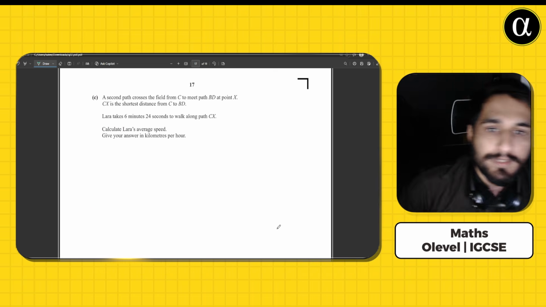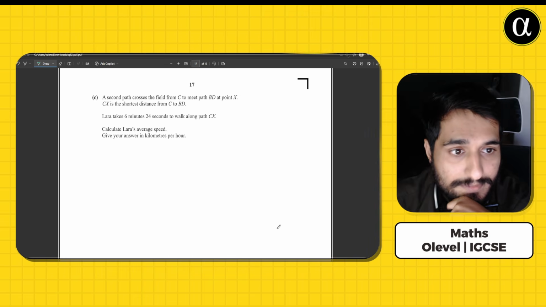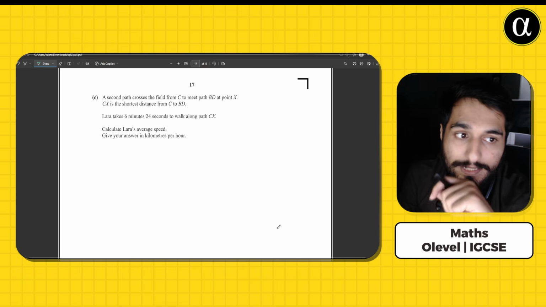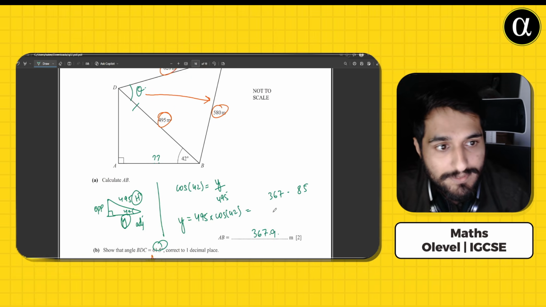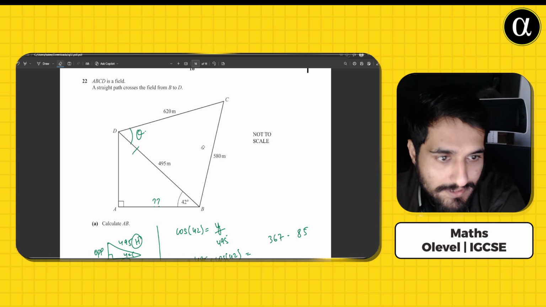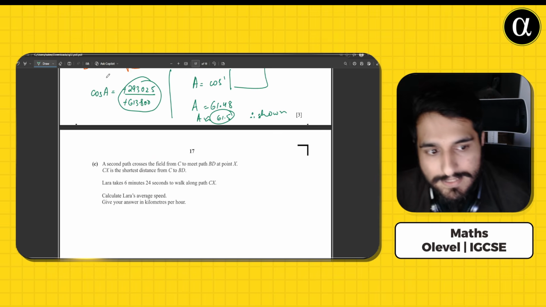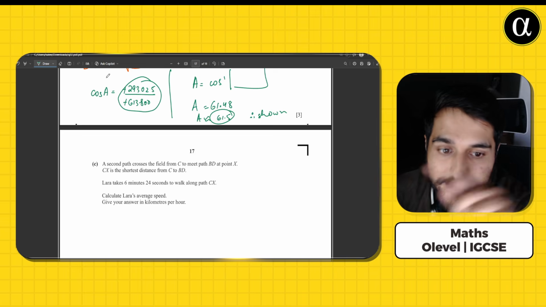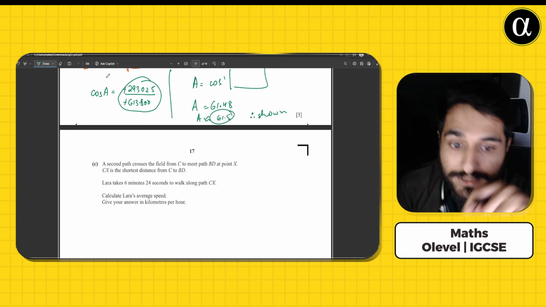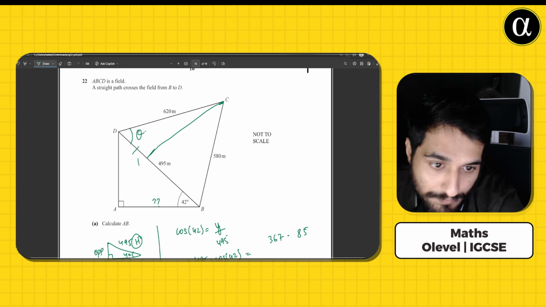Let's move on. Now, part C says a second path crosses the field from C to meet path BD at point X. So it crosses from C. Now let me erase all of this. It says that it crosses from C to meet the point somewhere on BD, like this. Now let's see what it further says. It says that CX is the shortest distance from C to BD. Now this path was supposed to be X, and this was supposed to be the shortest distance.